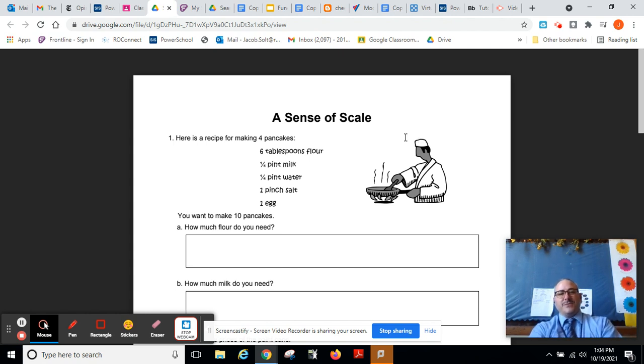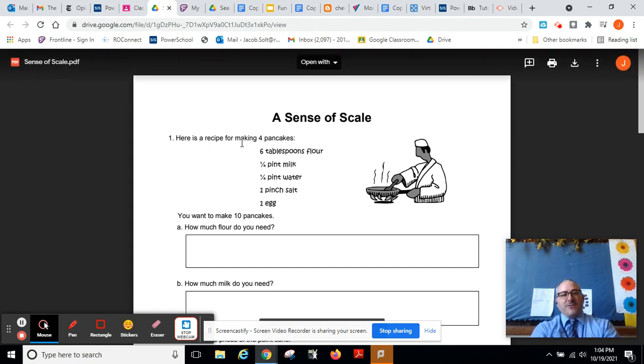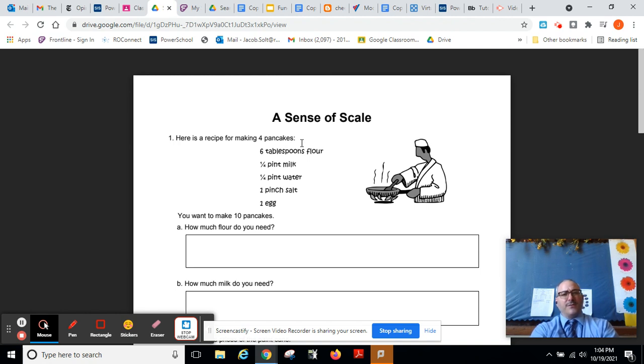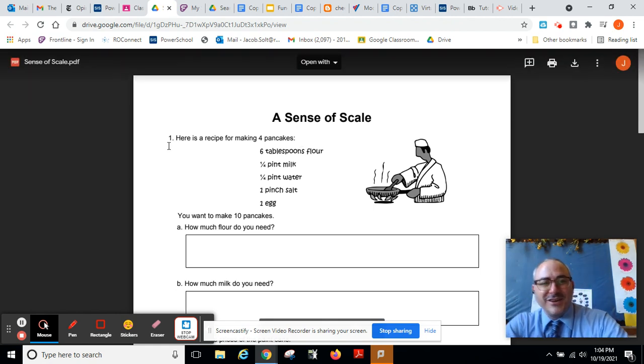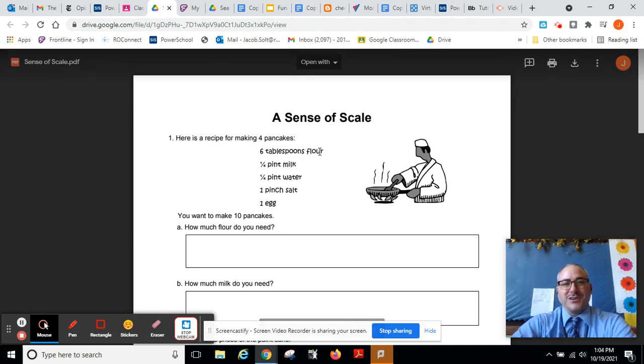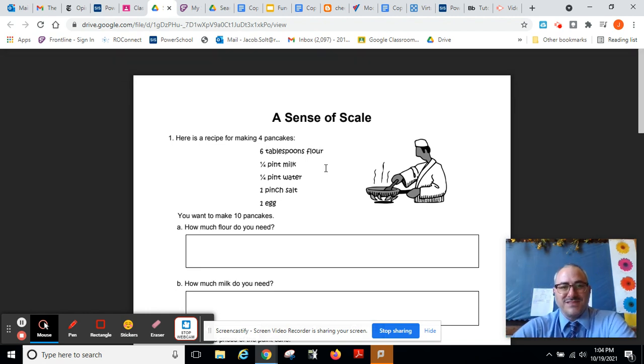Okay. So here's what we got. Here is a recipe for making 4 pancakes. Okay, a recipe for making pancakes. The learning target: I can use proportions or ratios to solve real world problems. Right, Natasha? I can use proportions or ratios to solve real world problems. So here's a recipe for making 4 pancakes. We're going to use proportions and ratios to solve these problems.